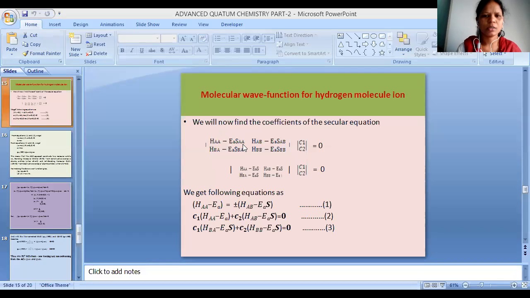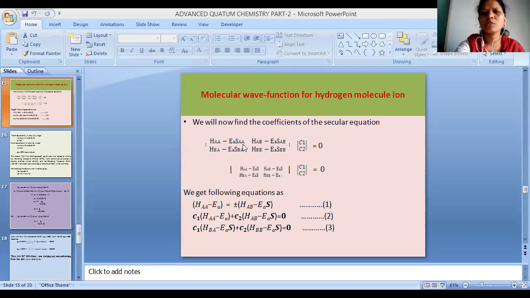Students, in the previous video, we already discussed the energy of a molecular hydrogen molecule ion. Similarly, now let us find out the molecular wave function for the hydrogen molecule ion. Before that, we will find the coefficients of this secular equation.